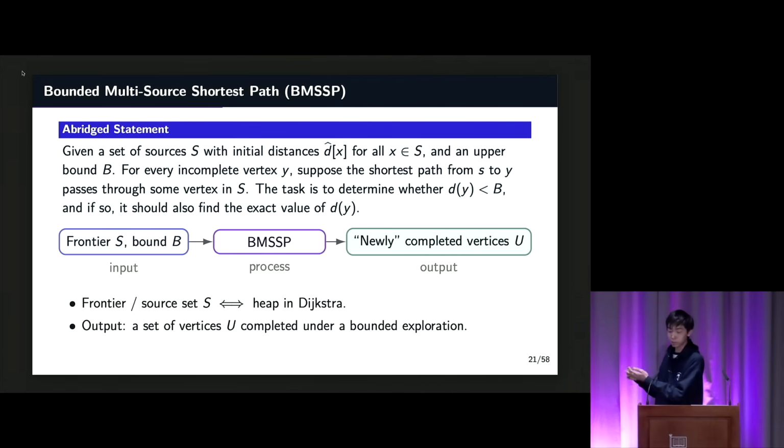I think it's quite good to think about this problem using an input-process-output model, and we know that the input to this problem is an upper bound b and a frontier or source set S. Now, where does this S come from? Actually, you can think of it as our version of the heap in Dijkstra's algorithm. They share kind of similar roles, but the data structure they use themselves is slightly different. Meanwhile, the output of this algorithm would be a set of newly completed vertices, U, under an exploration bounded by the upper bound B, as we see above.